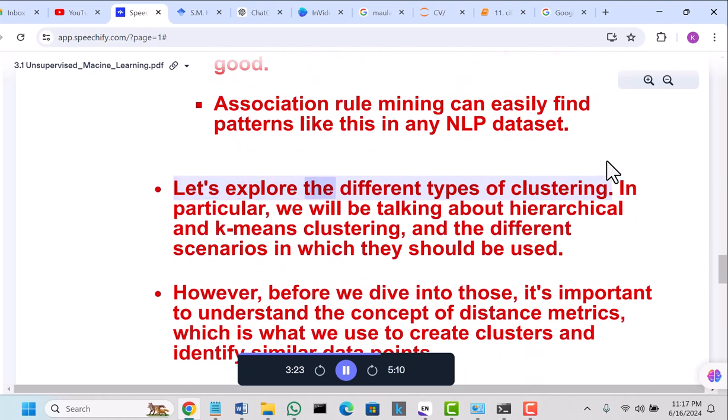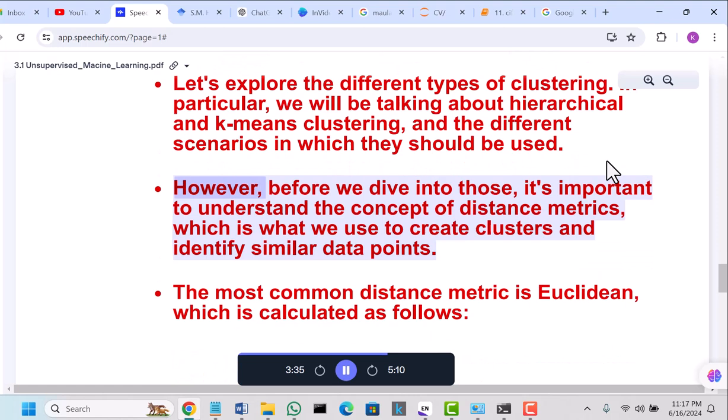Let's explore the different types of clustering. In particular, we will be talking about hierarchical and k-means clustering, and the different scenarios in which they should be used. However, before we dive into those, it's important to understand the concept of distance metrics, which is what we use to create clusters and identify similar data points.